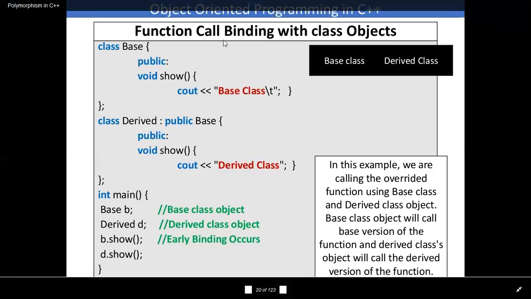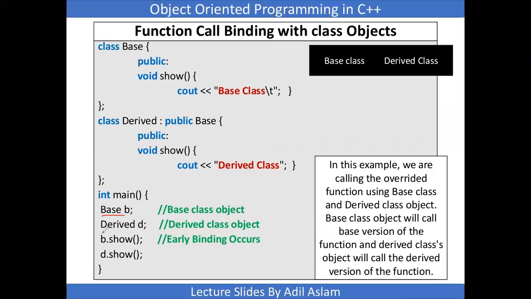As I was saying, normally we write this to create these two objects. In case of overriding, this is an object of the base class and this is an object of the derived class. So when we write b.show or d.show, early binding occurs. That means the compiler decides, okay, this is an object of the base class, so I will call the base class function, and this is an object of the derived class, so I will call the derived class function. So this is normal. But what is the problem?